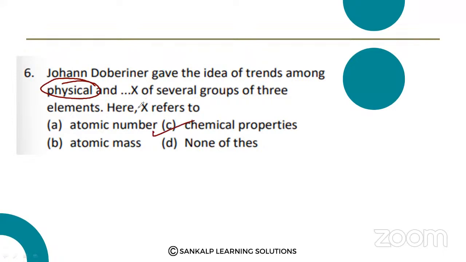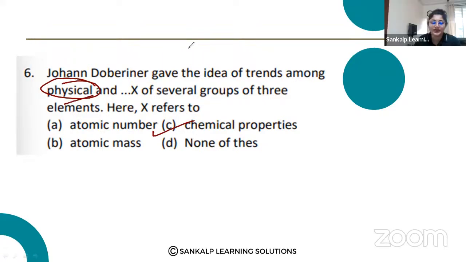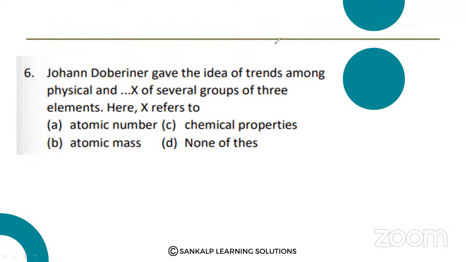He arranged the elements in groups of triads based on their similarity in properties. So what properties were they? The physical and the chemical properties. Then based on those properties, physical and chemical, he arranged them in increasing order of their atomic masses. So it is both properties, option number C. So we'll go for the next one.